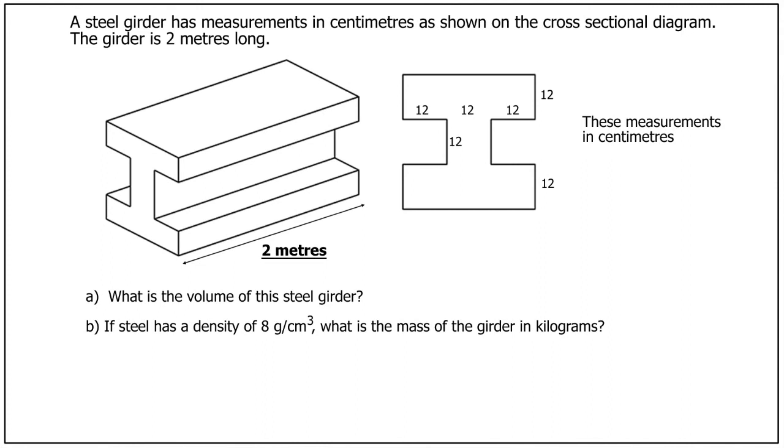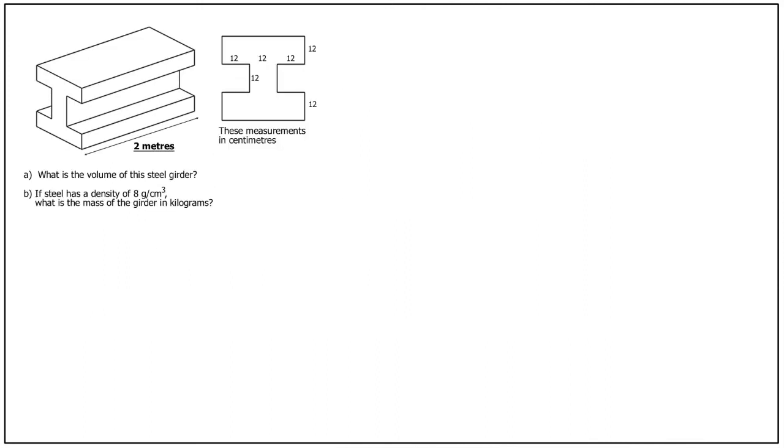And Part B. If steel has a density of 8 grams per cubic centimetre, what is the mass of the girder in kilograms? Let's move this information to the top of the diagram to give us room for our working.